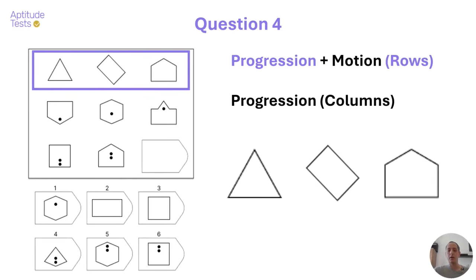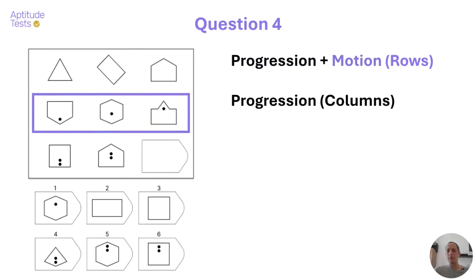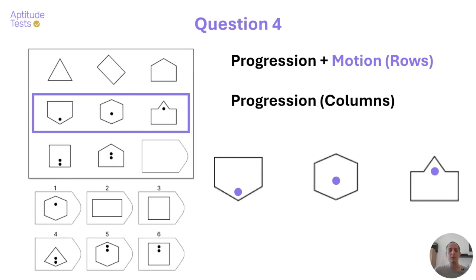The first shape has 3 sides, then a rectangle with 4 sides, then 5 sides. So this is the progression in terms of the rows. With each step, the shape's number of sides grows by 1. And this is also the case in the 2 other rows. The second pattern is motion, and that is the motion of the dot. Okay, as you can see, if we look, for instance, at the second row, at the leftmost shape, the dot is at the very bottom, then it moves up, then it moves up again.